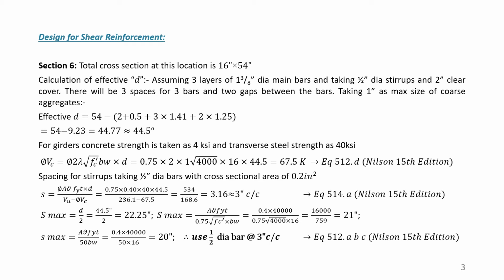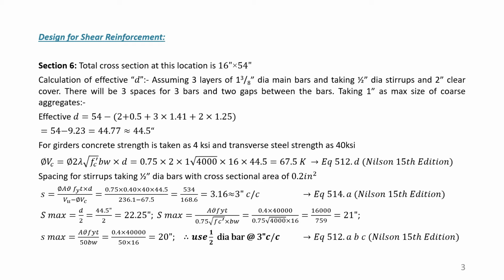we don't want such big gaps, because there is a limitation on gaps by other conditions. That's why if we use 40 KSI, the stirrups will be closer, and that's why generally we use the strength of the stirrups as 40 KSI. Now, how much concrete will take care of this shear stress?